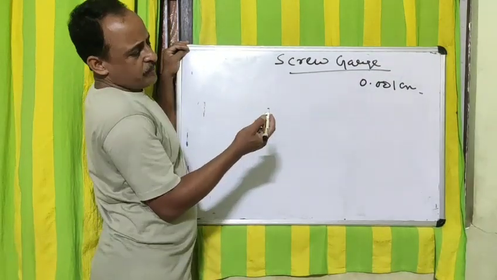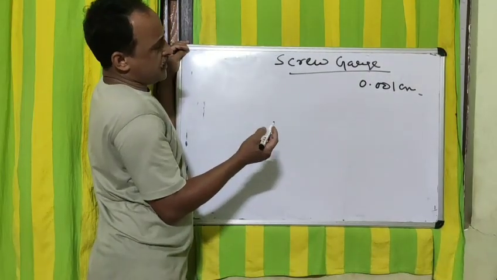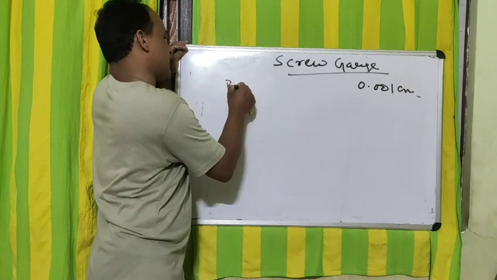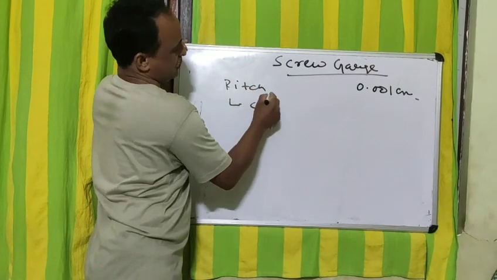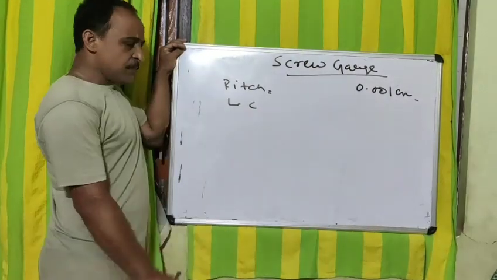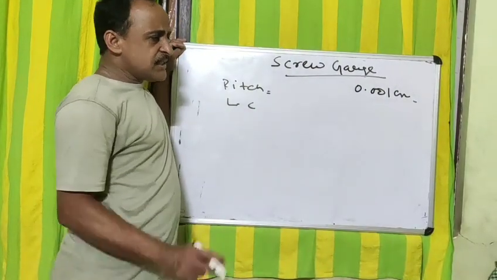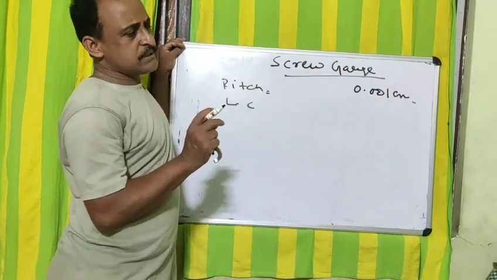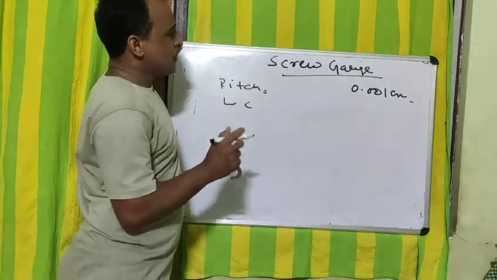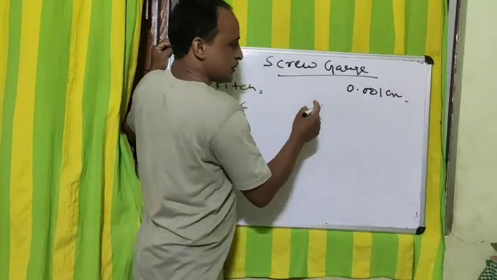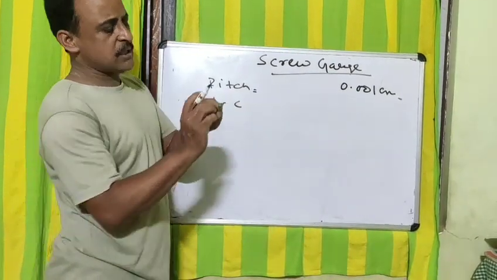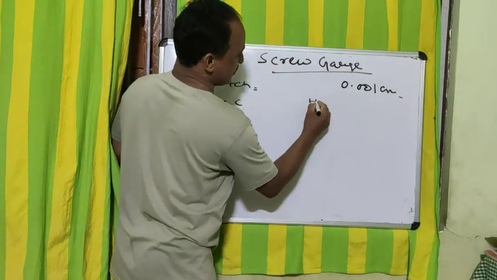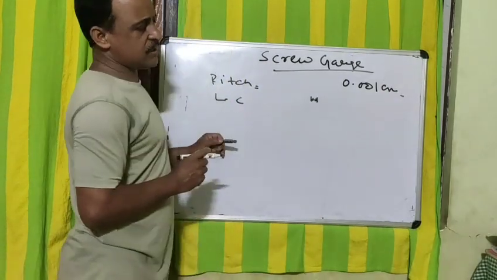Before this, how do we measure the thickness or diameter of a wire? We need to know the pitch and the least count. What is pitch? Pitch is the distance between two consecutive threads of a screw. This distance between consecutive threads is known as the pitch.